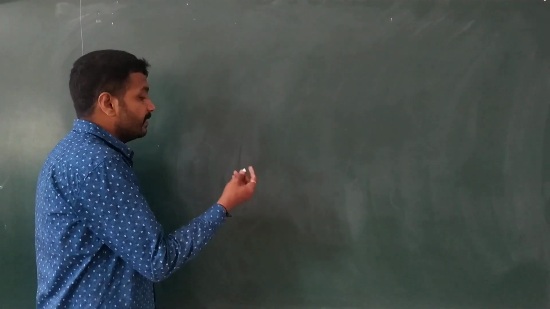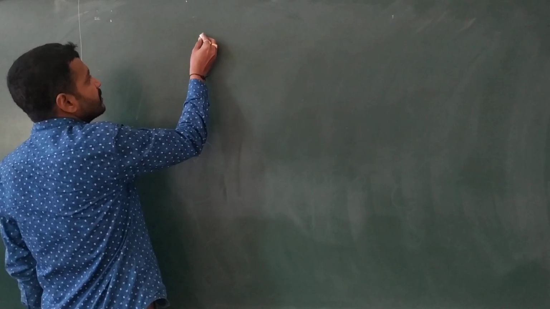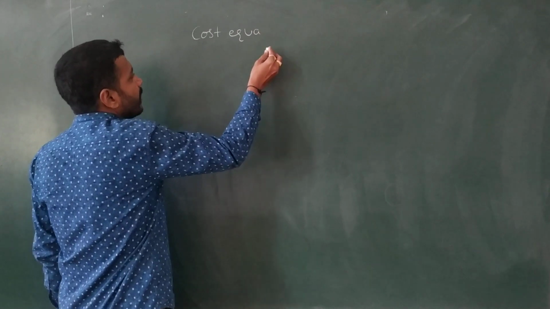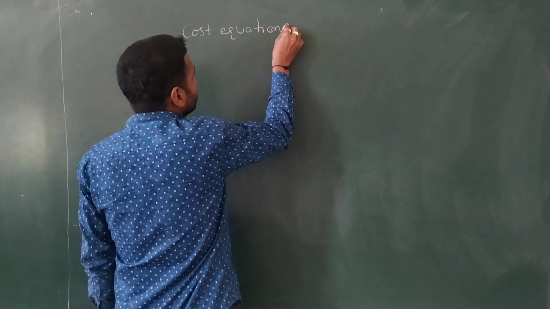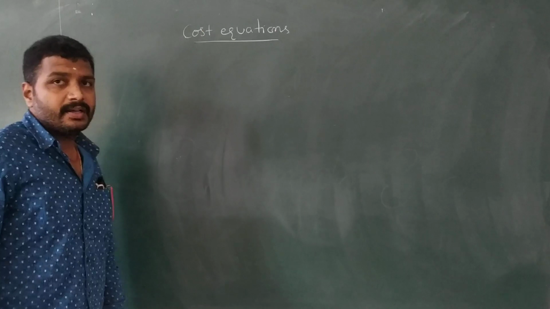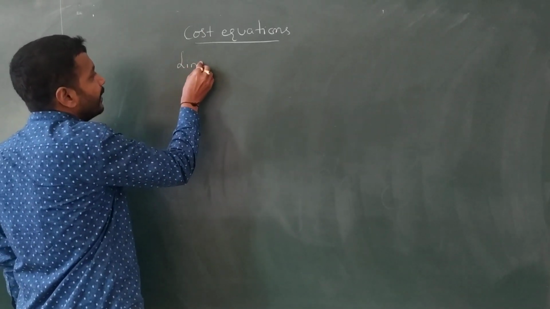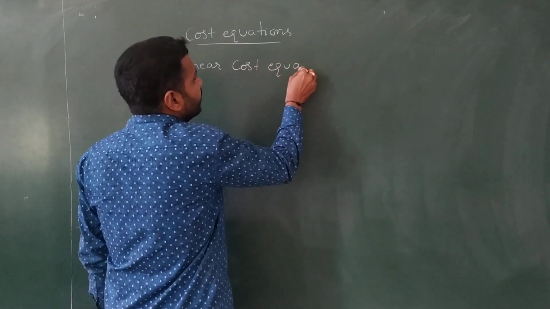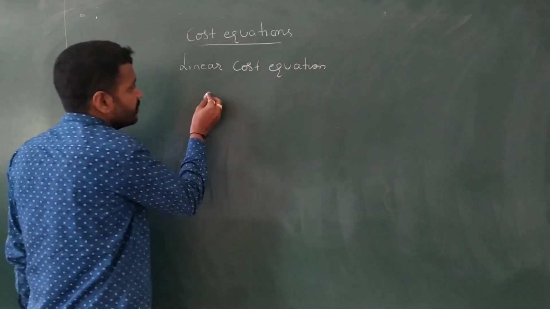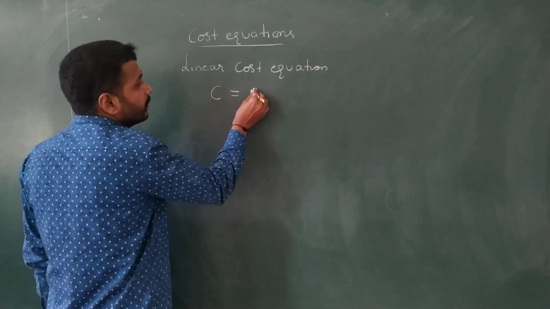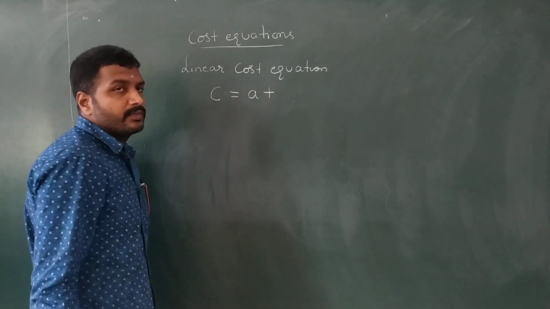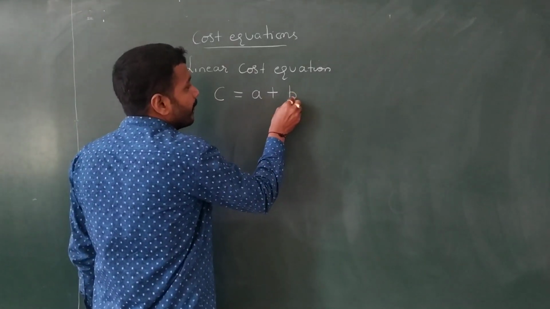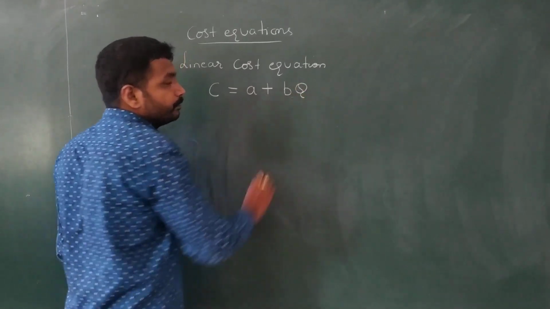Okay, in the last class we discussed the cost equations. In the cost equations we studied the linear cost equation and the non-linear cost equation. In the linear cost equation, we considered that cost is a function of output, which is represented as C = A + BQ.